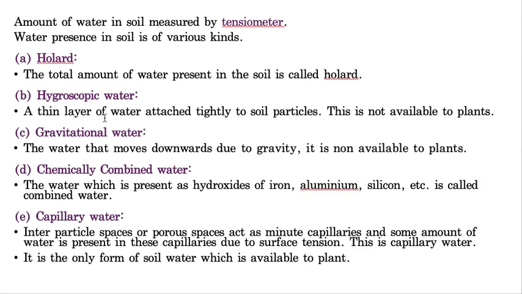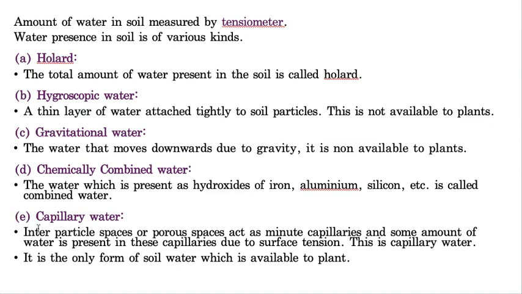Whereas a thin layer of water present around the soil particle is called hygroscopic water, which is not available to the plants because it is tightly attached to the soil particles. Because it is tightly attached, plants cannot absorb this hygroscopic water. Gravitational water: the earth has a certain gravitational force. So when rain water reaches the earth's surface, due to gravitation, most of the water enters the deeper layers of the soil. That water which entered the deeper layers of the soil, which is not available to the plant, is called gravitational water. The next one is chemically combined water. Water reacts with some of the chemicals present in the soil and becomes unavailable to the plant, and that is called chemically combined water.